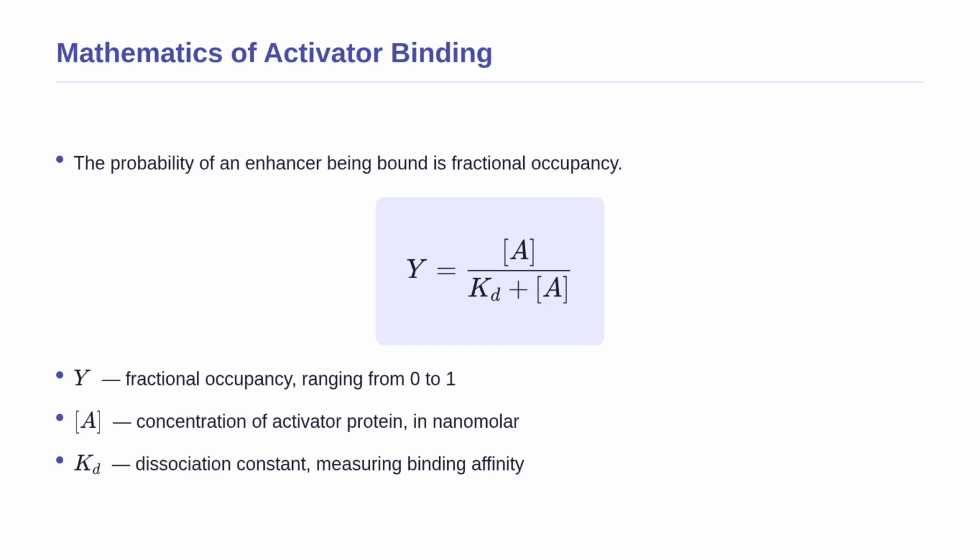Here, Y is the fractional occupancy, a number between 0 and 1. The symbol A in brackets is the concentration of the activator protein inside the nucleus. KD is the dissociation constant, which measures how tightly the activator grips the DNA. A lower KD means a stronger grip. If the activator concentration increases, Y increases, turning on more genes.